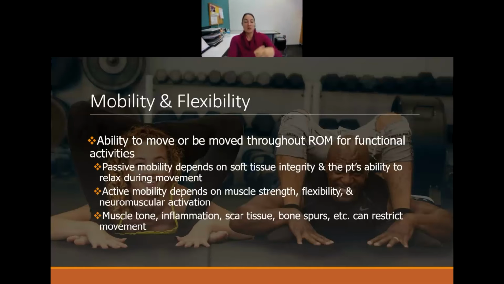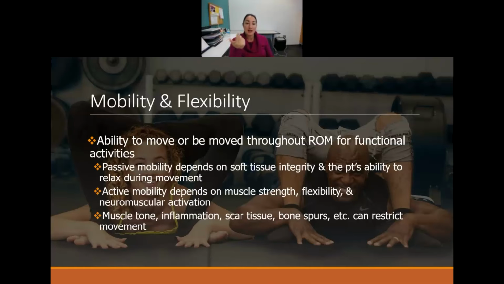With active mobility, the patient is moving it themselves, and that depends on their strength, their flexibility, and their neuromuscular activation. So with strength, let's say if they're really weak and they can't move it above gravity, you may be able to physically move their arm. There's nothing restricting it, no tightness or anything. But if they don't have the strength to pull it up, then it still limits their mobility. With flexibility, that again is that soft tissue being able to move throughout the range. It could also be capsular restrictions within the capsule that surrounds the joint that could be tight and restricted and limit the movement. Or neuromuscular activation.